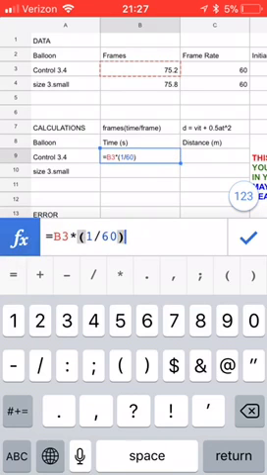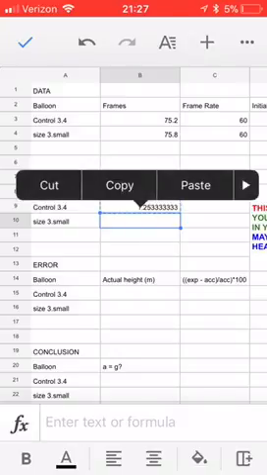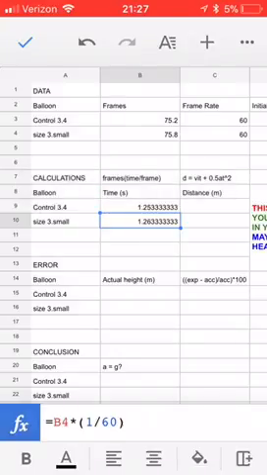Now, you can copy and paste this in the next cell. And the nice thing is, since you went down one cell, if you look at the formula now, it automatically went down. Instead of calling on the frames from B3, it now calls on the frames from B4, which is the correct one. Okay, so now we have actual times.